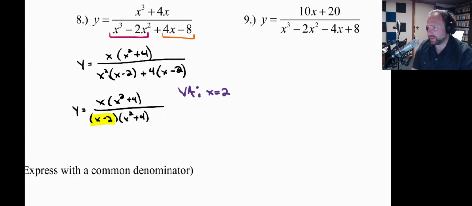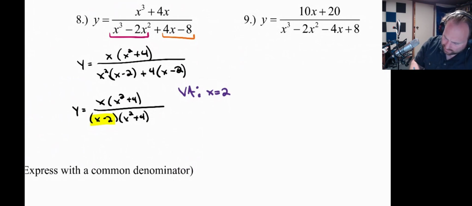X squared plus 4 is interesting. It's on the top and the bottom, but it does not create a hole because x squared plus 4 cannot be 0. So I don't think it does anything. In fact, you could probably cancel it out of this problem, and nothing would change at all. So there's nothing there. As far as the horizontal asymptote, let's think about this for a minute.